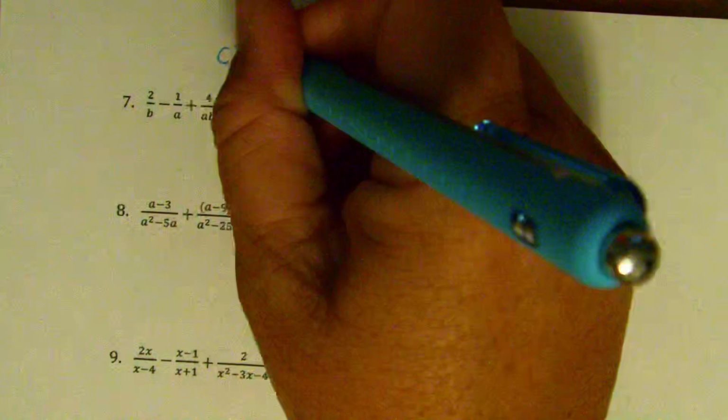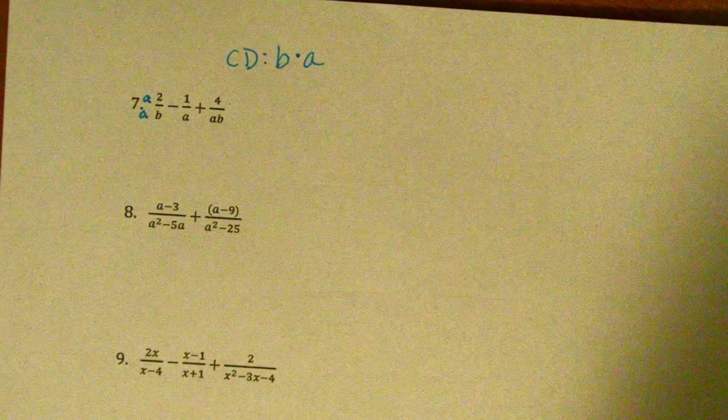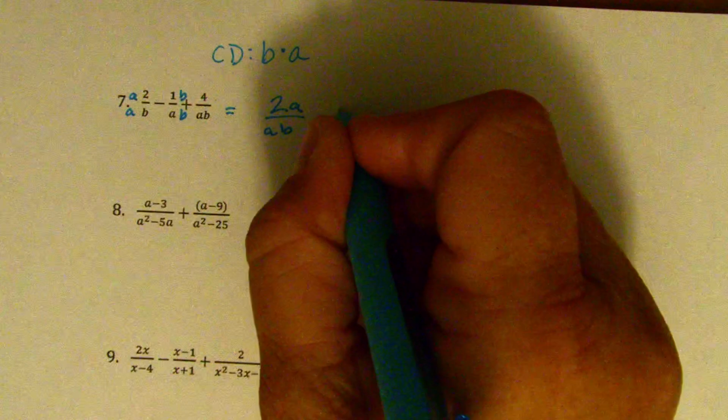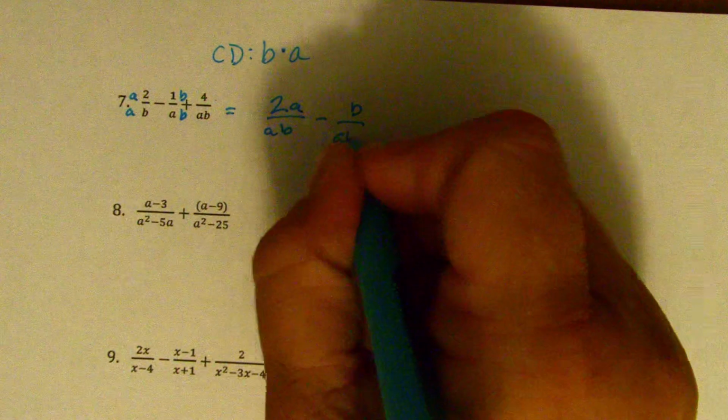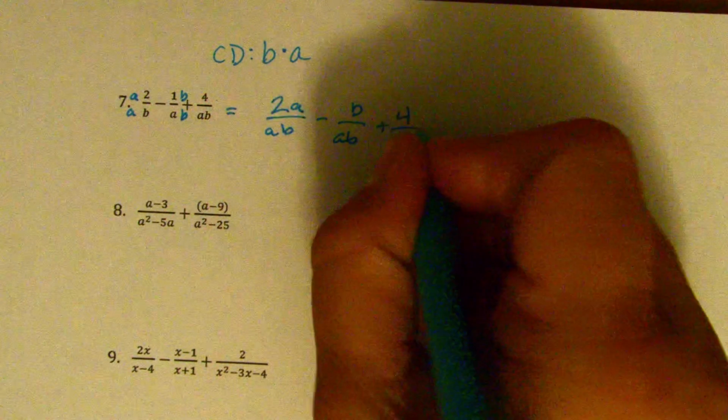This first example we have here, we have pretty simple denominators. I have b, a, and a times b. My common denominator then needs to have a b, needs to have an a, and we have an ab, ba, same thing. So this fraction is missing the a, so I'm going to multiply by a over a. This fraction is missing the b, I'm going to multiply by b over b. And this fraction already has the common denominator. So this becomes 2a over ab minus 1 times b is just b over ab plus 4 over ab.